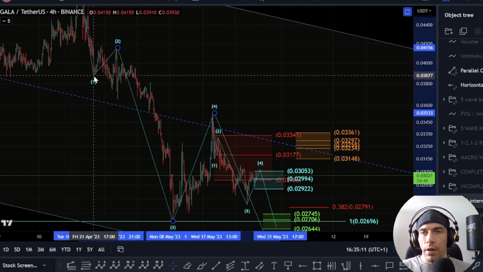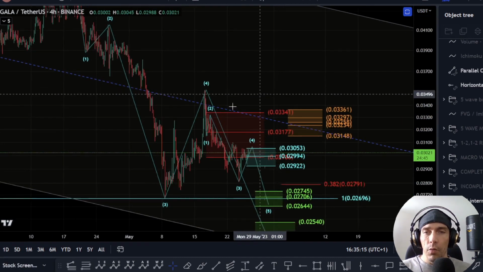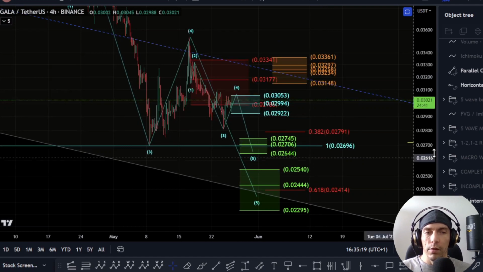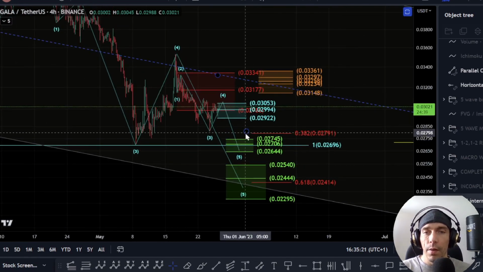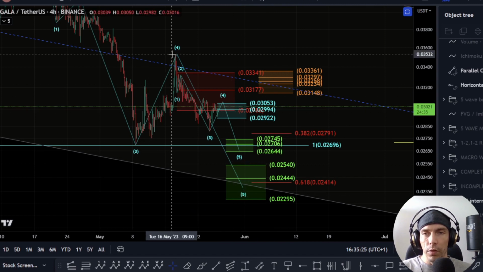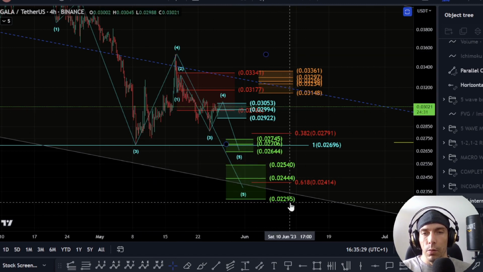So invalidation of this count would actually come by crossing this 0.3881. If we move above that, that would invalidate the idea of this 5th wave to the downside. So the 5th wave targets that we have here are this lower green box, primarily based off of this 4th wave, which would be the 0.2540 to the 0.2295.